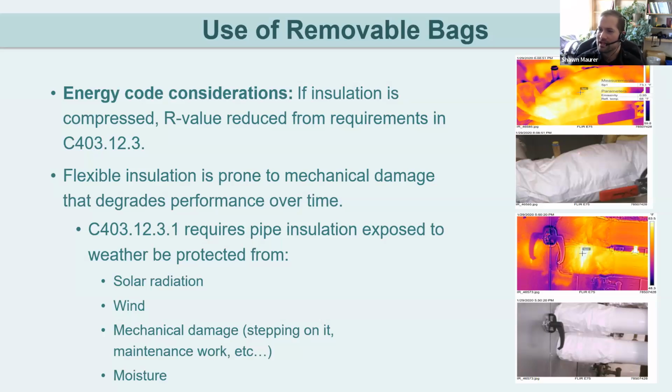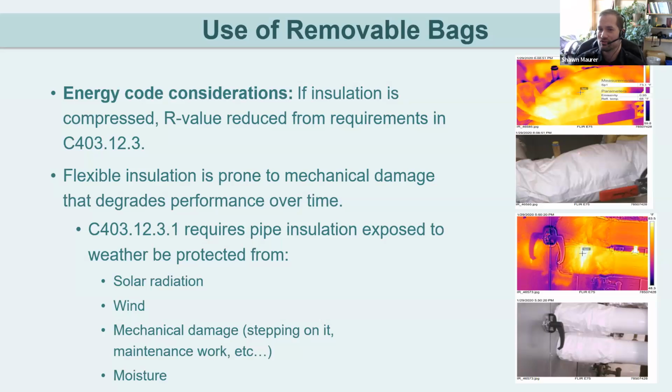But again, that table has those specifications for thickness and typical conductivity ranges of insulation used. If you're installing these bag systems where they're super compressed, you're not achieving that thickness, so you're not in compliance with the code. Flexible insulation is also prone to mechanical damage that degrades performance over time. So if you're using these systems on the exterior of the building, there needs to be some additional protection.